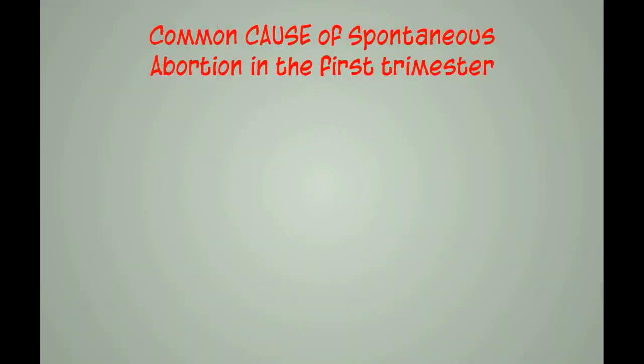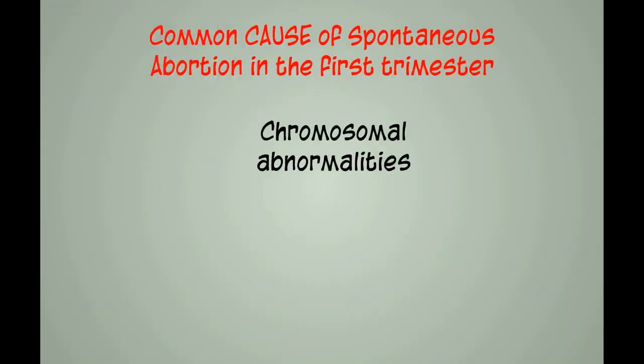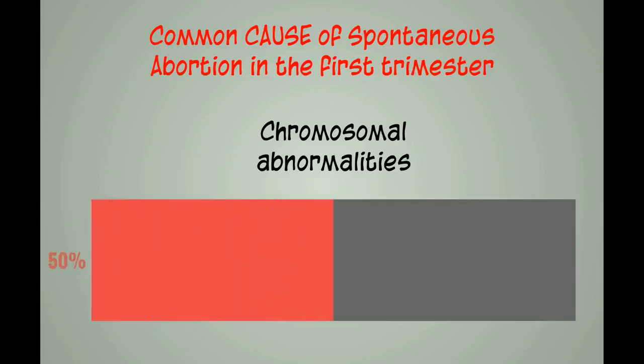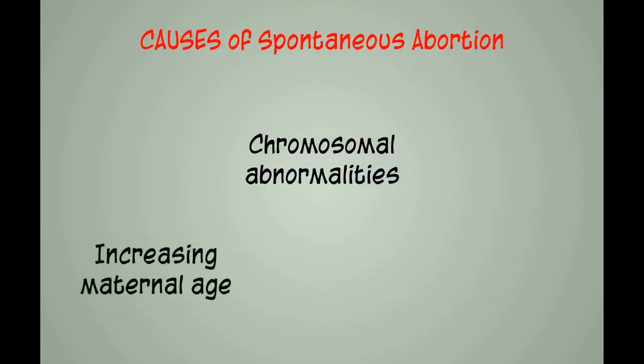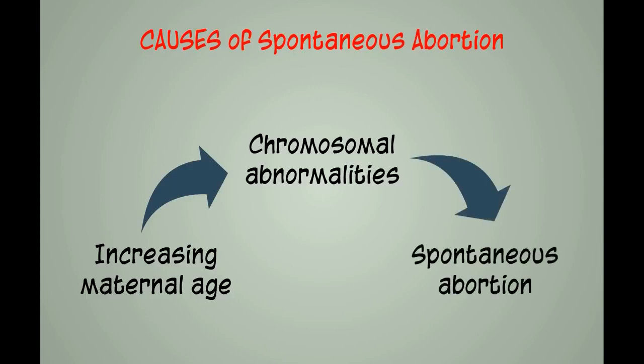The most common cause of spontaneous abortion in the first trimester is chromosomal abnormalities. 50% of recognized early spontaneous abortions are attributed to chromosomal abnormalities, most of which are trisomies. Increasing maternal age will thus increase the risk of chromosome abnormalities, which will thus increase the risk of spontaneous abortion.